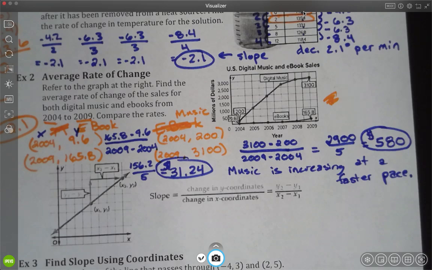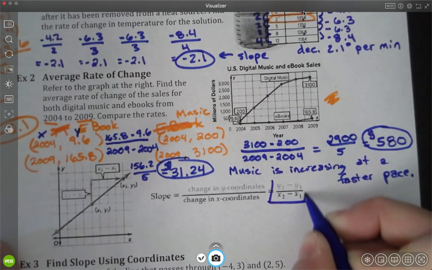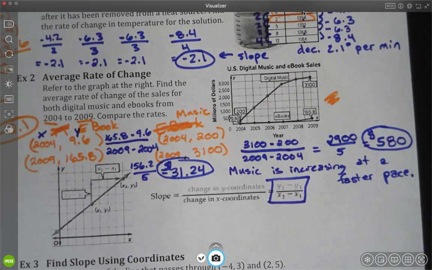All right, so now, I cheated. I gave you the formula ahead of time. Now they're introducing you to y2 minus y1 over x2 minus x1. We already knew that. So here's the formula if you want it written down. It is the change in the y coordinates over the change in the x coordinates. It's how much y is changing over how much x is changing.